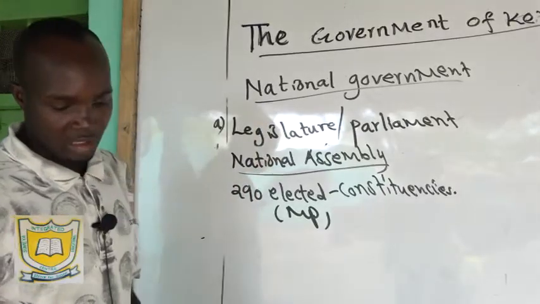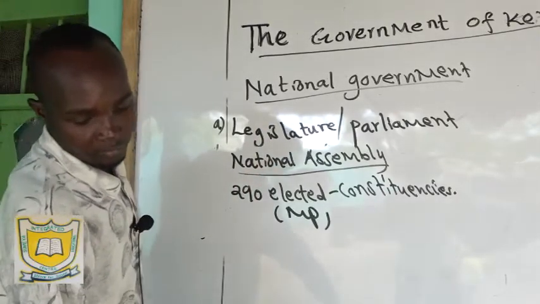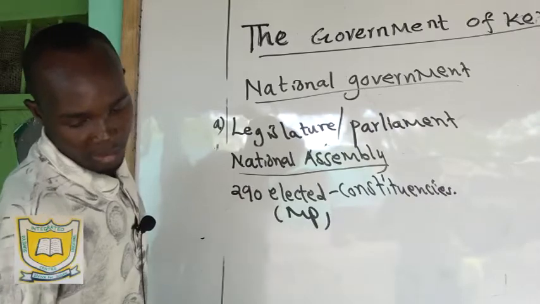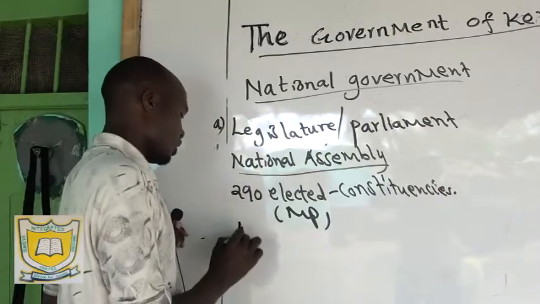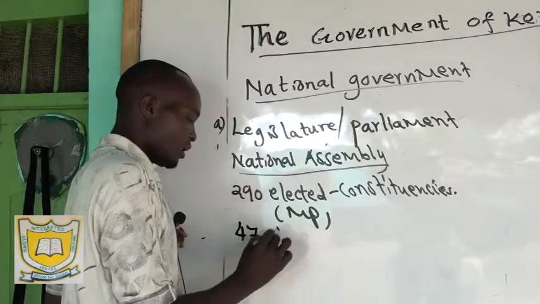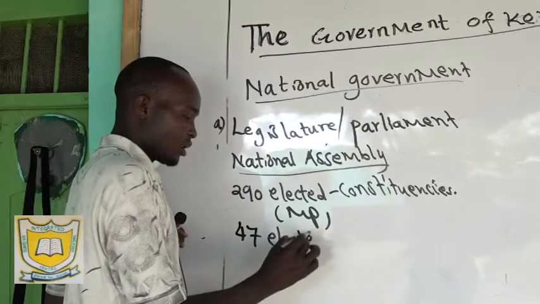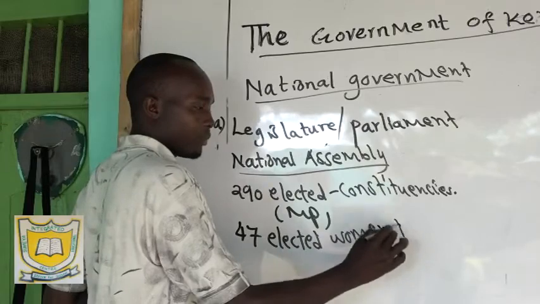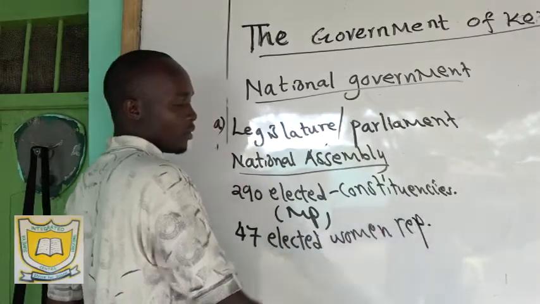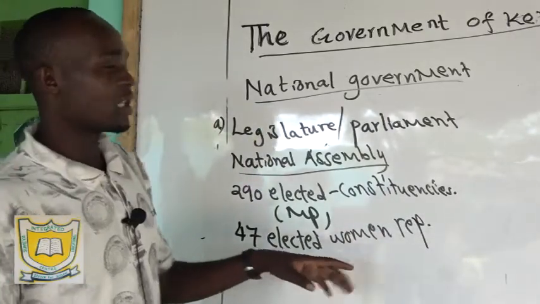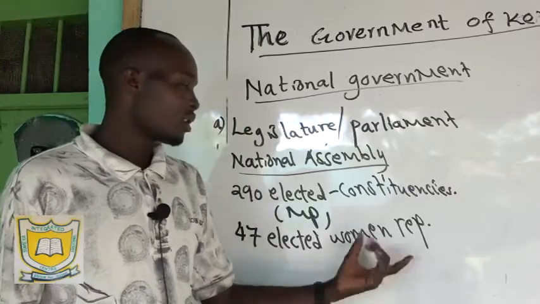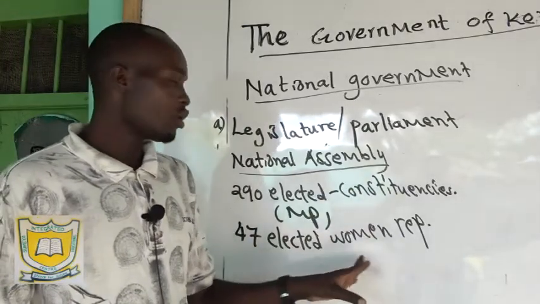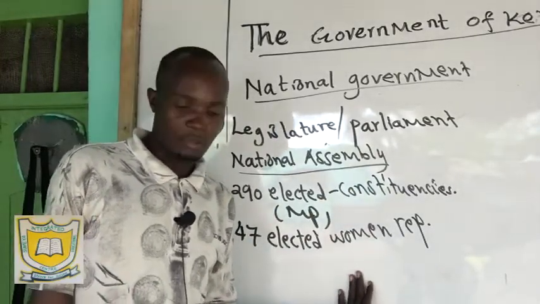Then we are also looking at 47 women elected representing the counties. So we have 47 elected women reps, the ones we call the women rep. They represent the counties. So there are 47 in number representing counties. They are also found at the National Assembly.